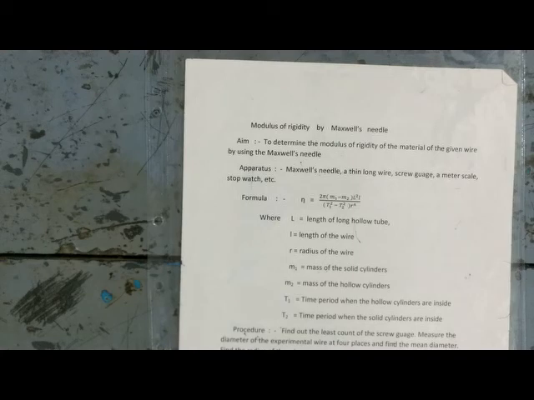Now we use the solid cylinder inside the tube and the hollow cylinder at the outside position. We perform the same things as in the earlier trial. With the solid cylinder inside and the hollow cylinder outside, we find the time required for the oscillations of the needle, and take 3 readings of 20 oscillations each. How much time is required, this time is noted down in the observation table.